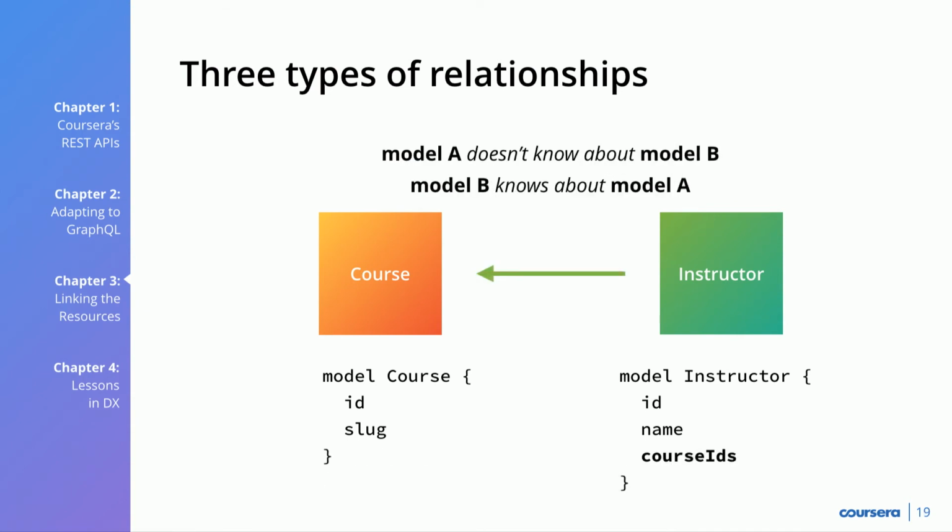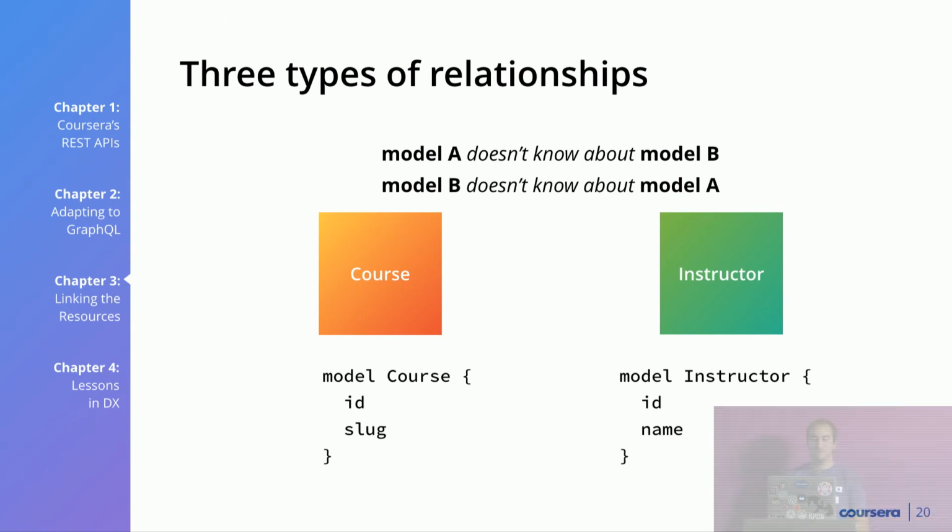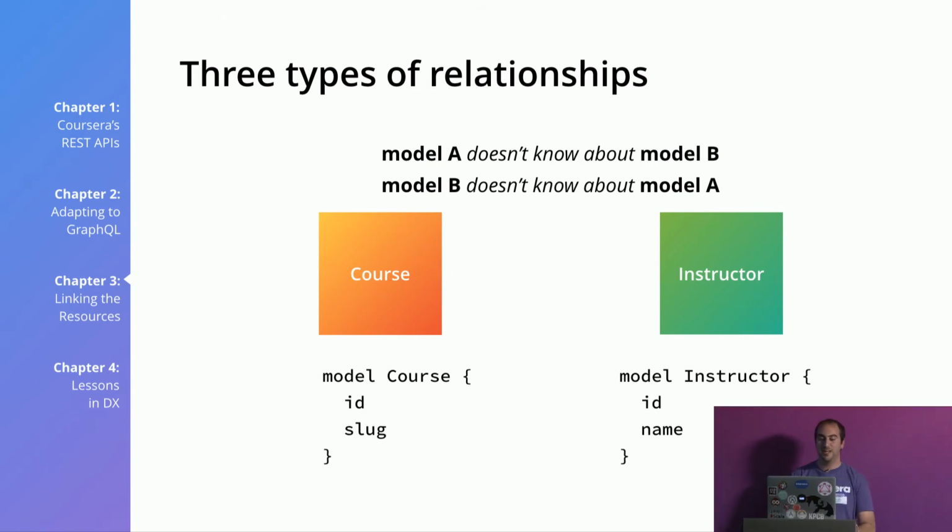The next one we call reverse relationship. That's when Model A doesn't know about Model B, but Model B knows about Model A. So if you have a course relating to instructors, it might not know about the instructors in the course, but an instructor might know about the courses that they're part of. And the last one is when there's just no relationship whatsoever. Model A doesn't know about Model B, and Model B doesn't know about Model A.